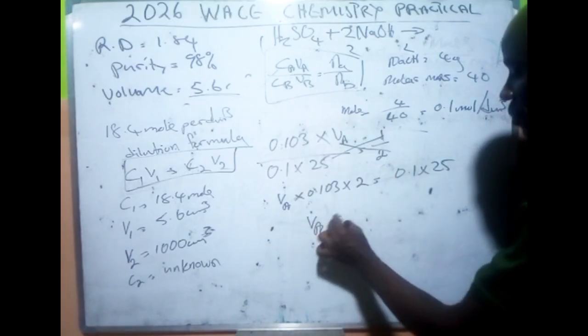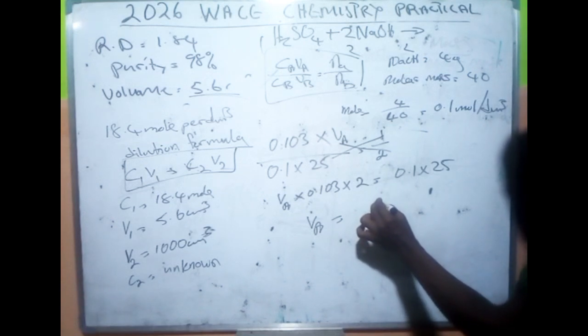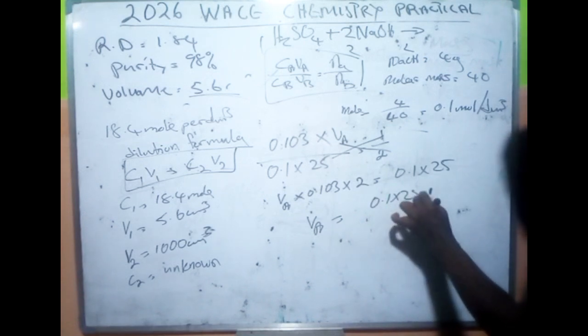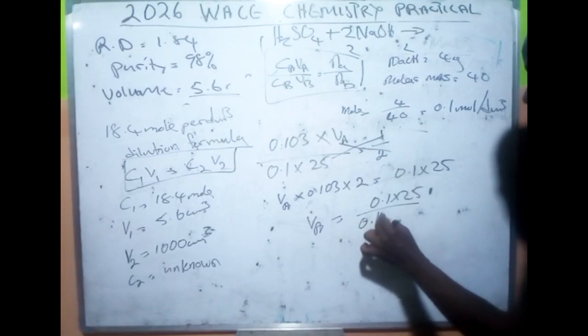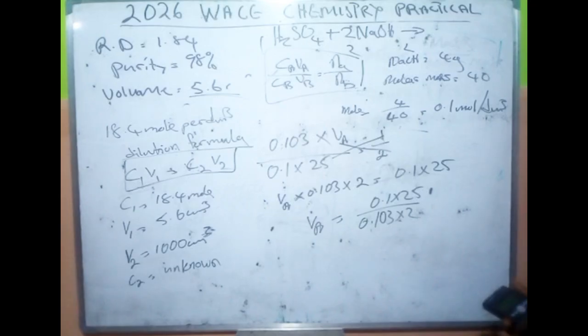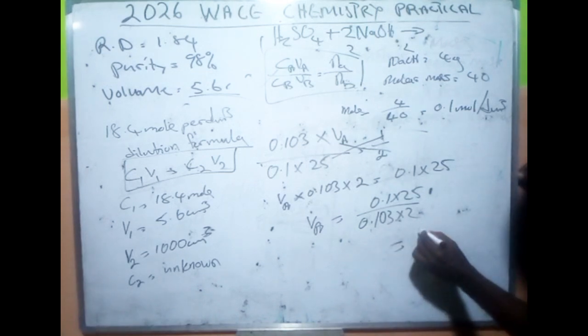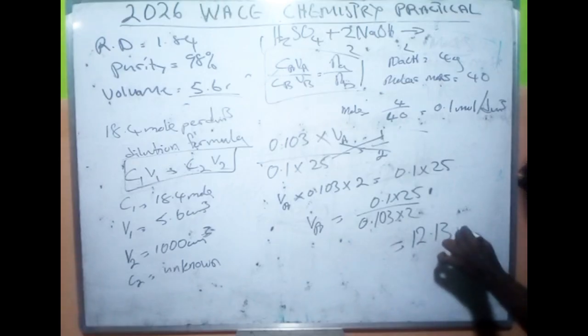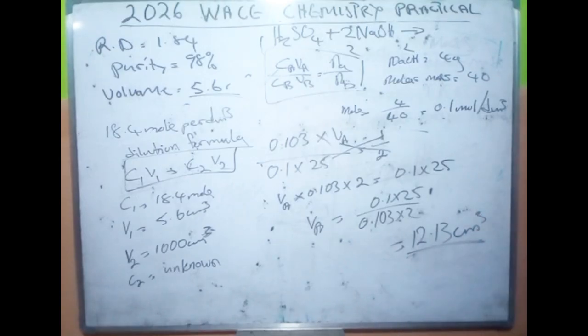So Va will then be 0.1 times 25 all over 0.103 times 2. So 0.1 times 25 divided by 0.13 divided by 2. So our final value here will be 12.13 cm cube. That's our volume.